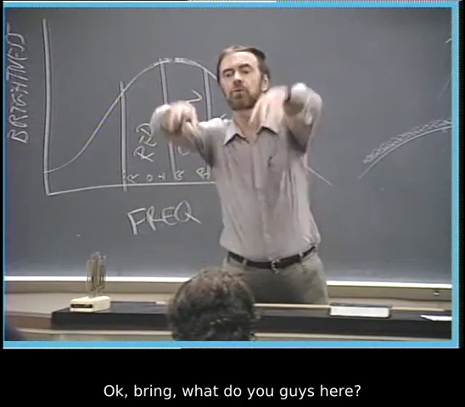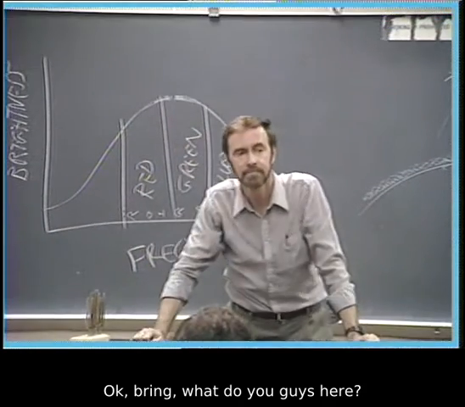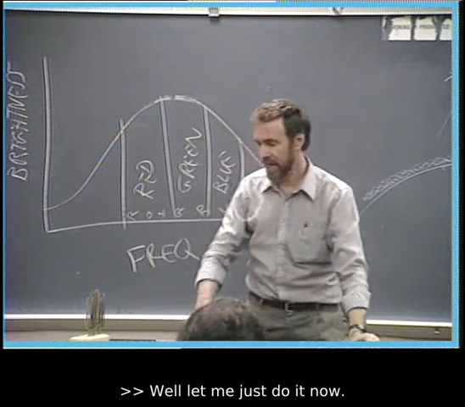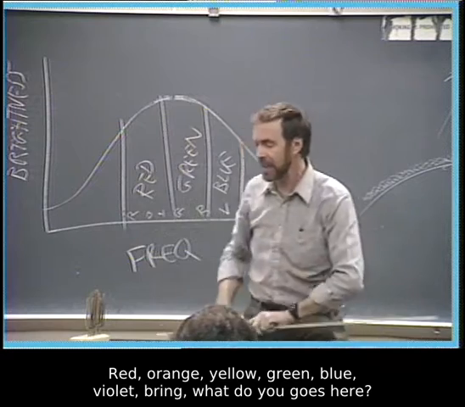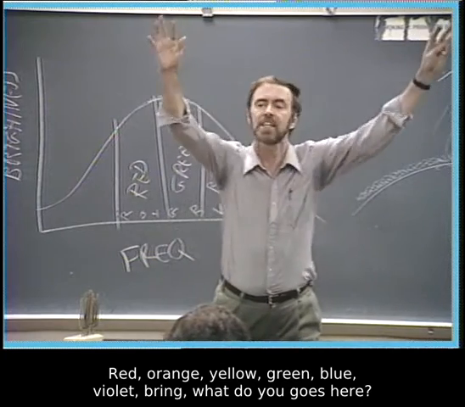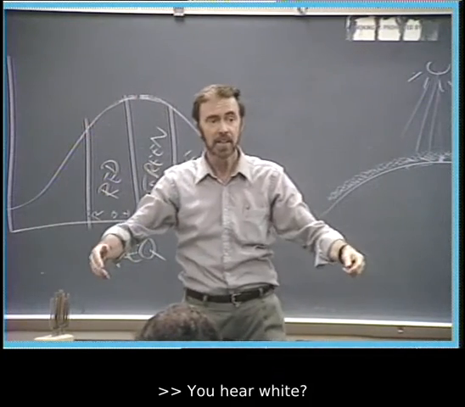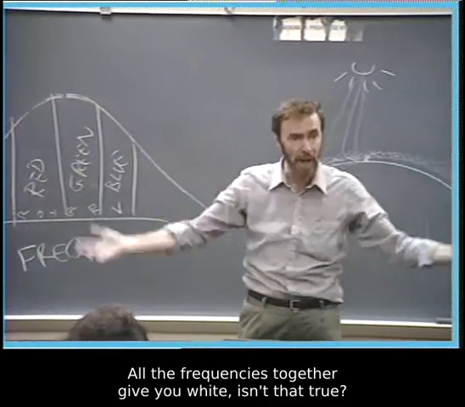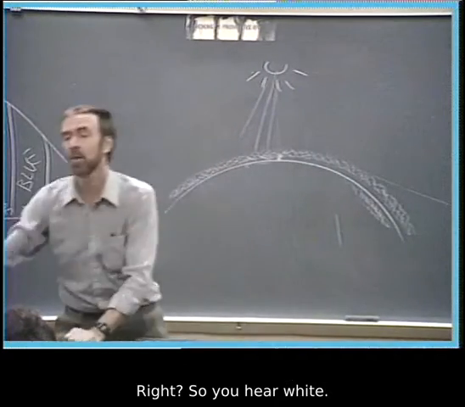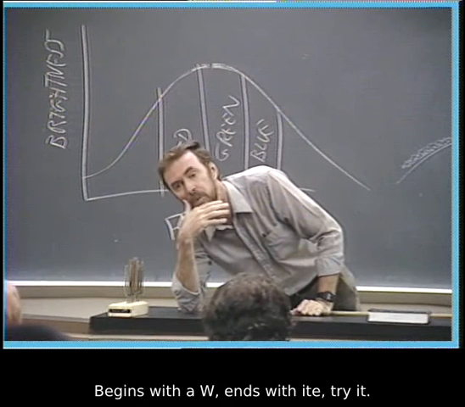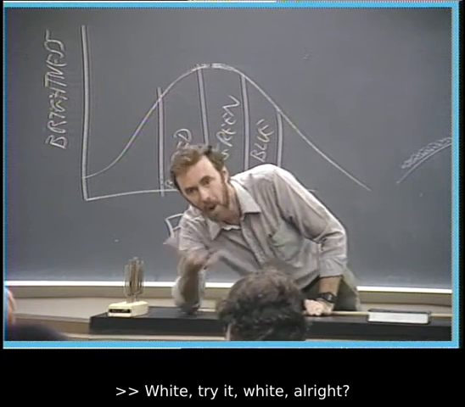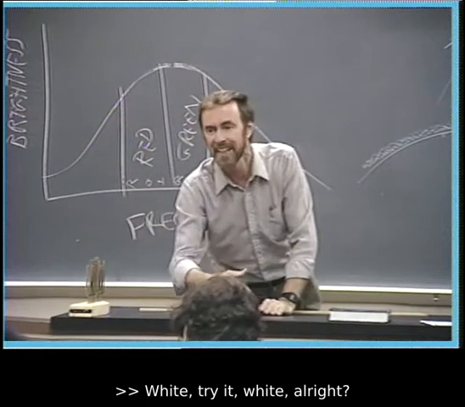Bring! What do you guys hear? Well, let me just do it now. I'll do it again. Red, orange, yellow, green, blue, violet. Bring! What do you guys hear? White. Do you hear white? All the frequencies together give you white. Isn't that true? So you hear what? What color of the sun? Begin with a W. End with ite. Try it. White. Whitish anyway, all right? White sun.